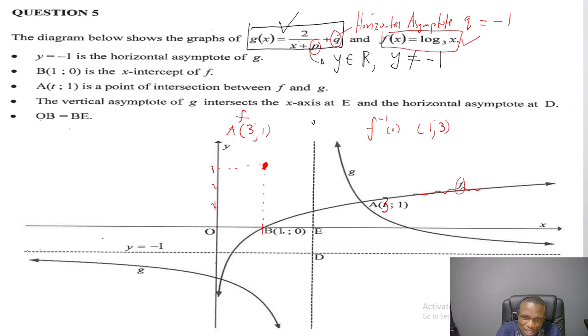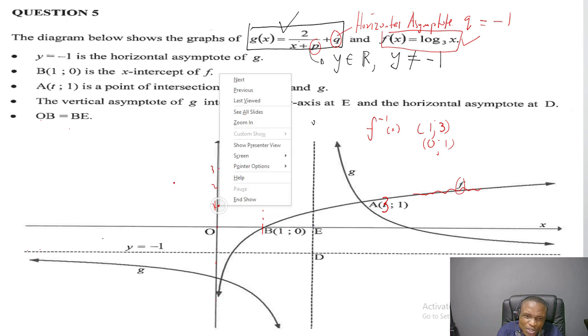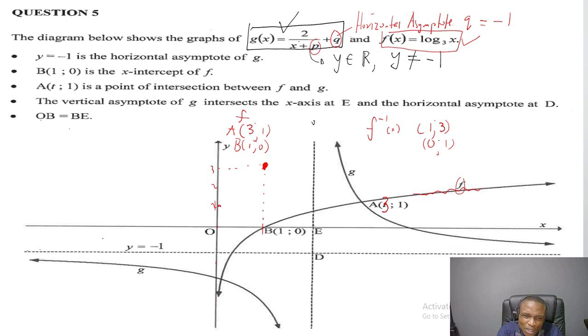Another point that I see is 1 and 0 on f. So once you have 1 and 0 on f, it means on the inverse you're going to have 0 and 1. So 0 and 1, where can it be? X is 0 on the y-axis, so it is here. So you notice that your graph actually goes like this. It goes from this point.